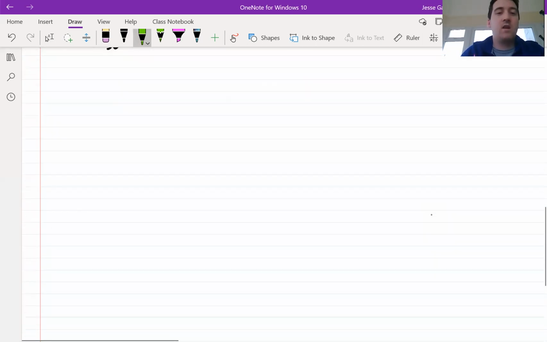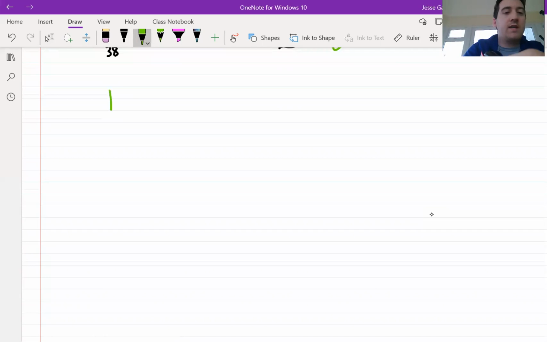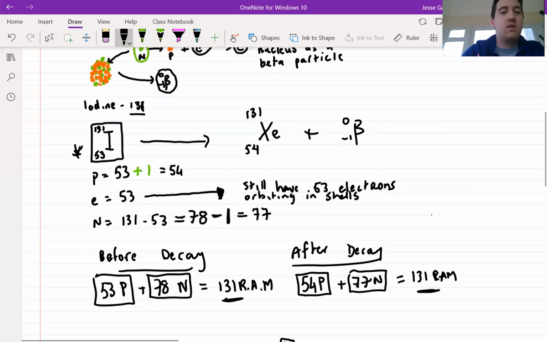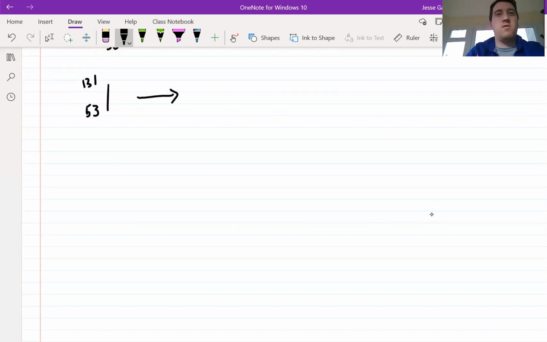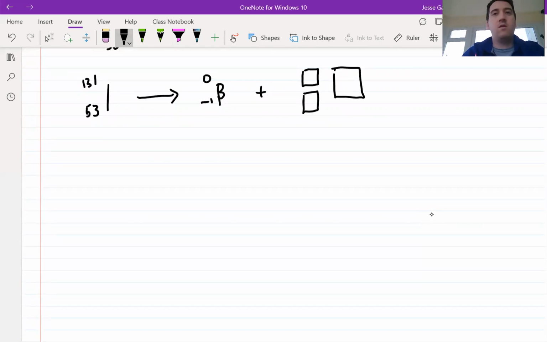Next one. Say we start with iodine, but it's iodine 131. Did we do this one already? Oh, we did. Okay. So let's see if you guys can remember it. 53. Iodine 131. What I want you guys to do now is I'm going to tell you we're producing a beta particle, which is a charge of -1 and a mass of 0. All right, I want you to tell me the numbers and the element. Pause the video, do that now.